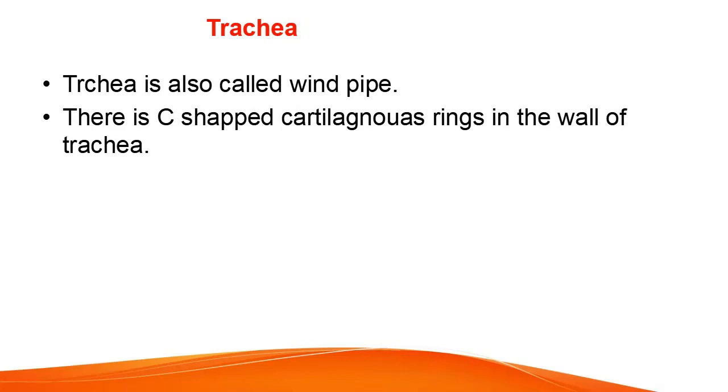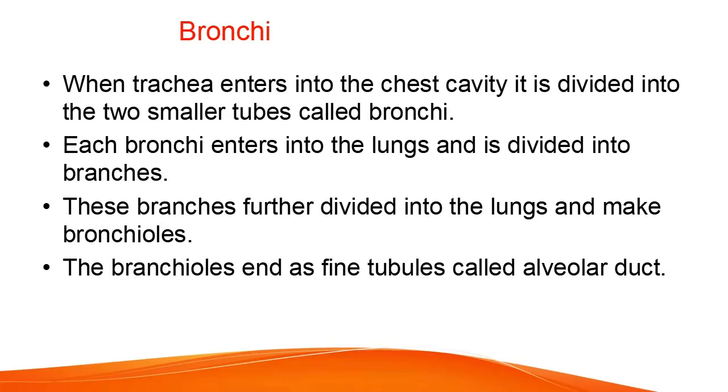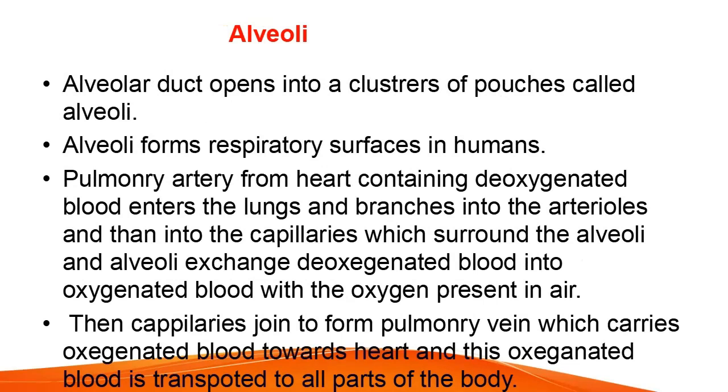When trachea enters into the chest cavity, it divides into smaller tubes called bronchi. Bronchi of each side, when entering the lungs, divide further and make bronchioles. Bronchioles end as fine tubes called alveolar ducts. Each alveolar duct opens into a cluster of pouches called alveoli. Alveoli are the respiratory surfaces in humans.